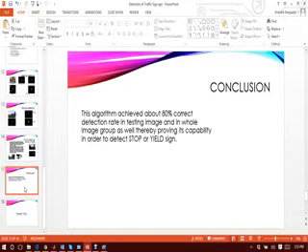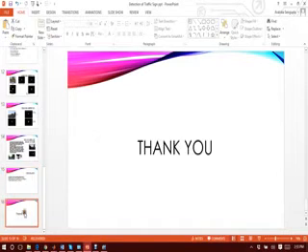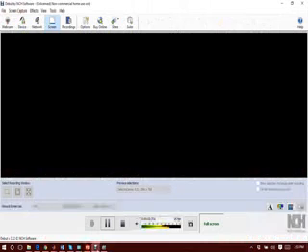So these images give future researchers room to improve the algorithm. Finally, this algorithm achieved about 80% correct detection rate, as we have seen in the testing images and in the whole image group as well, thereby proving its capability to detect stop and yield signs.